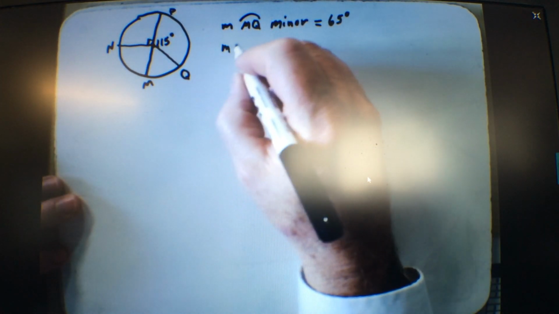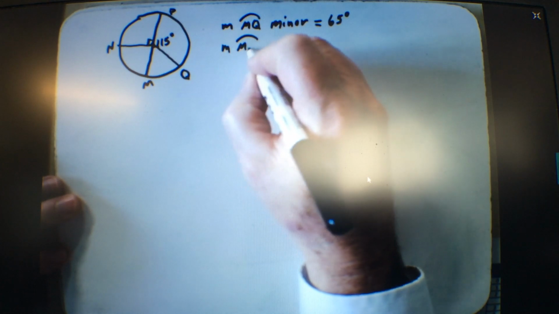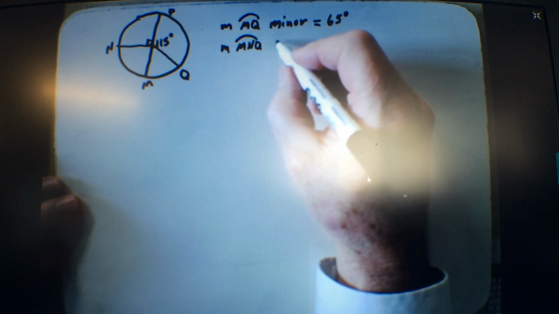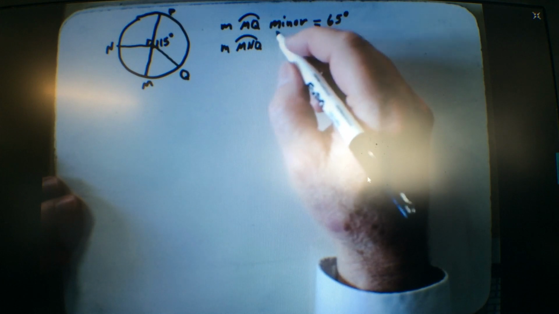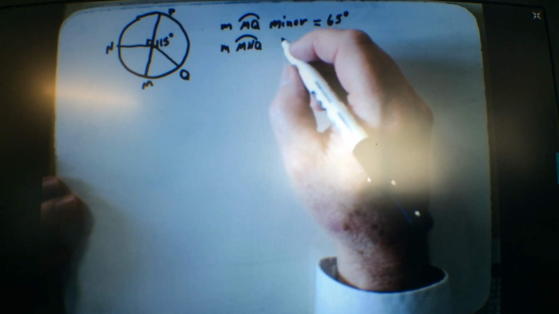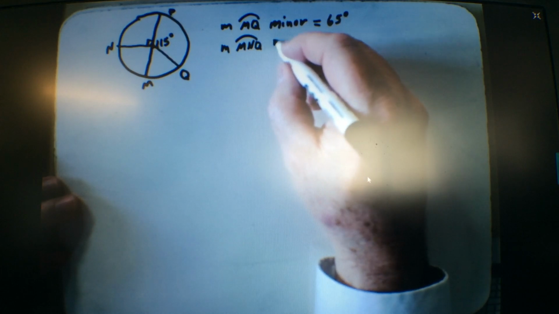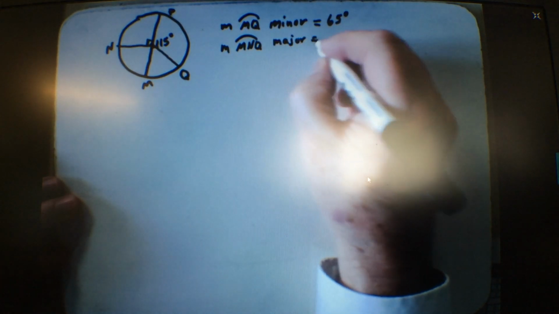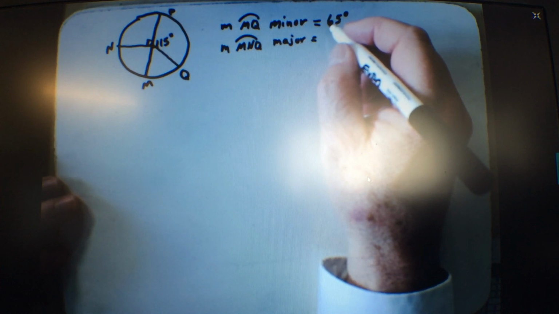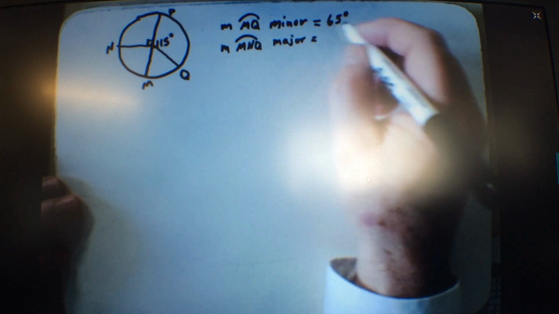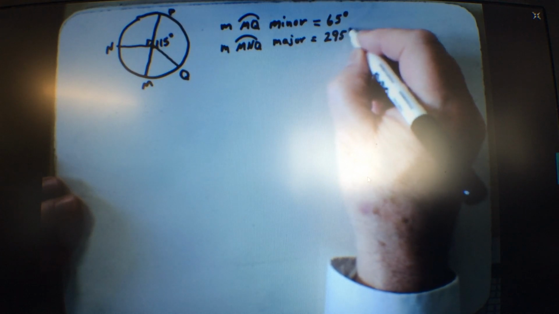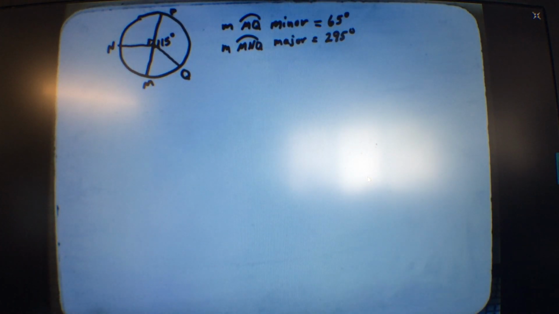All right, so now I want the measurement of MNQ. What kind of arc is that? MNQ? Oh, no, that's major. Can you tell me how big it is? Tell me how you got 295. 360 minus 65, or you could do 180 plus 115, either one, right? Okay.